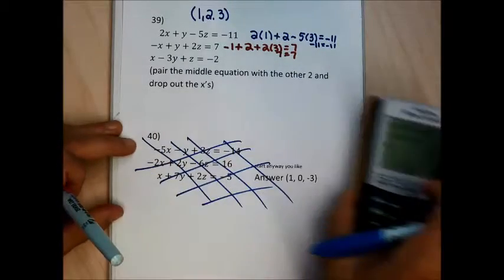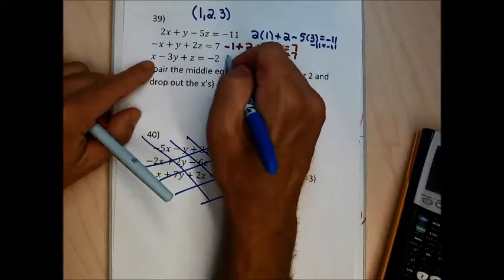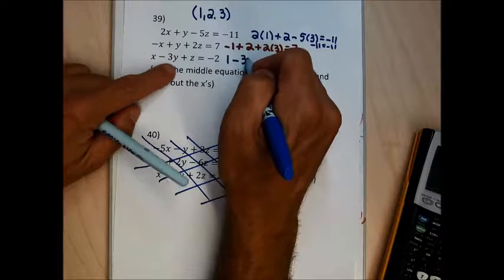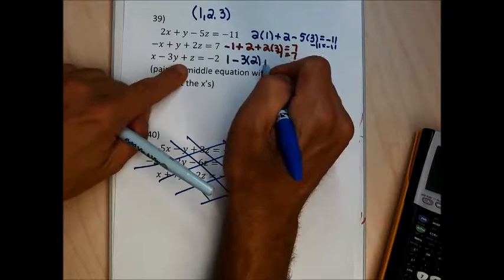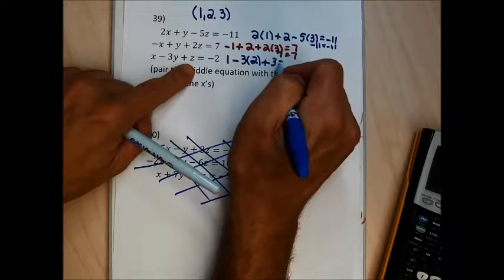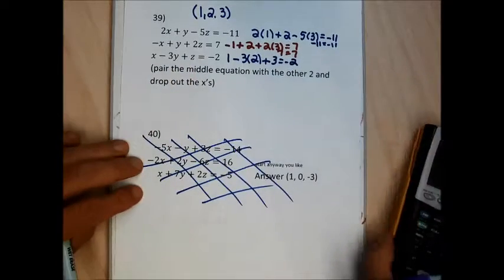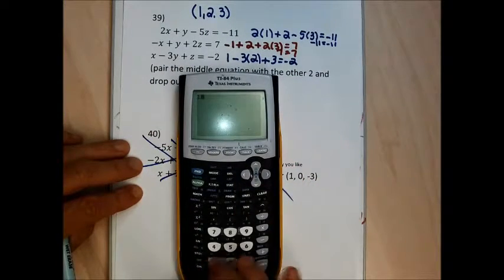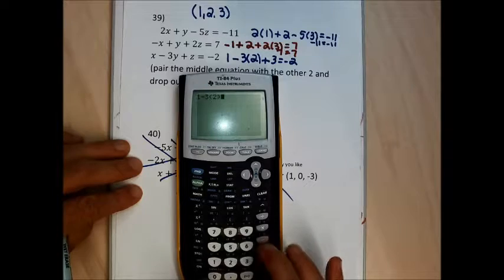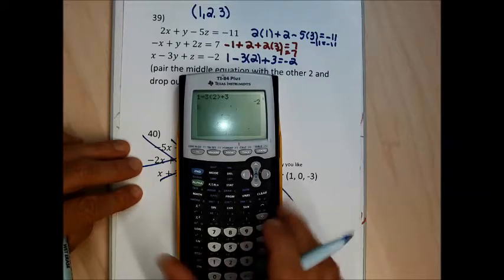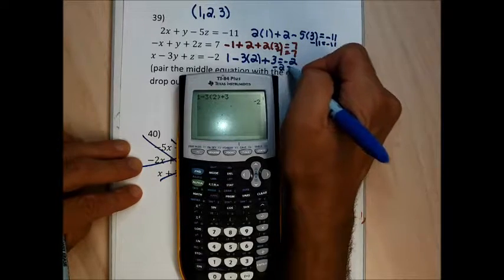Move on and check the bottom equation by going 1 for x, minus 3, and then 2 for y, plus, and then 3 for z, and make sure that that equals negative 2. So real quickly, 1 minus 3 parentheses 2 plus 3, and that gives me negative 2 equals negative 2.